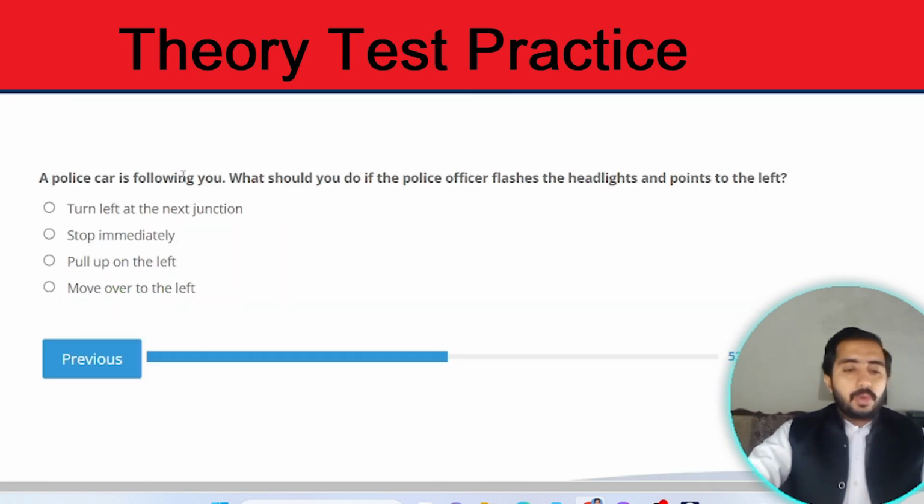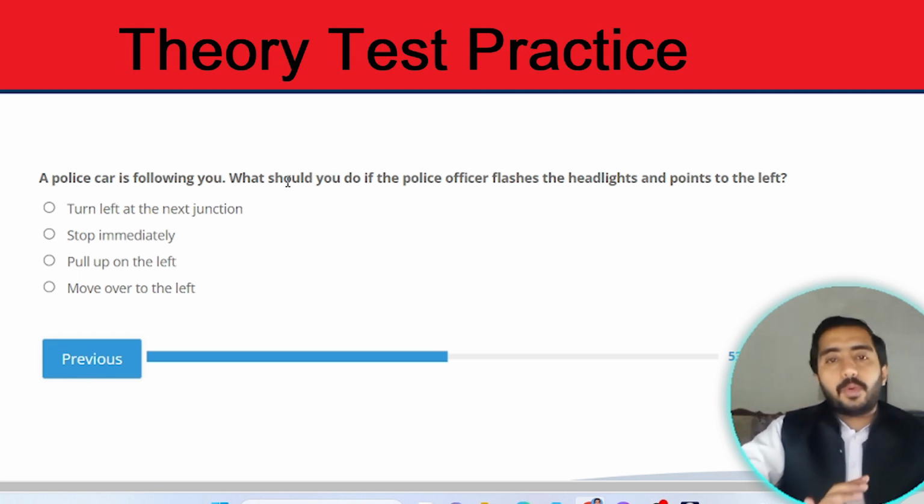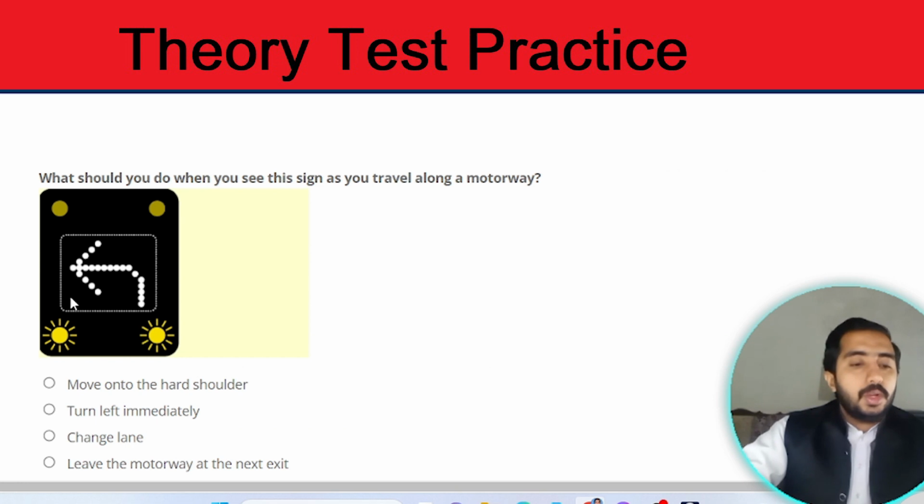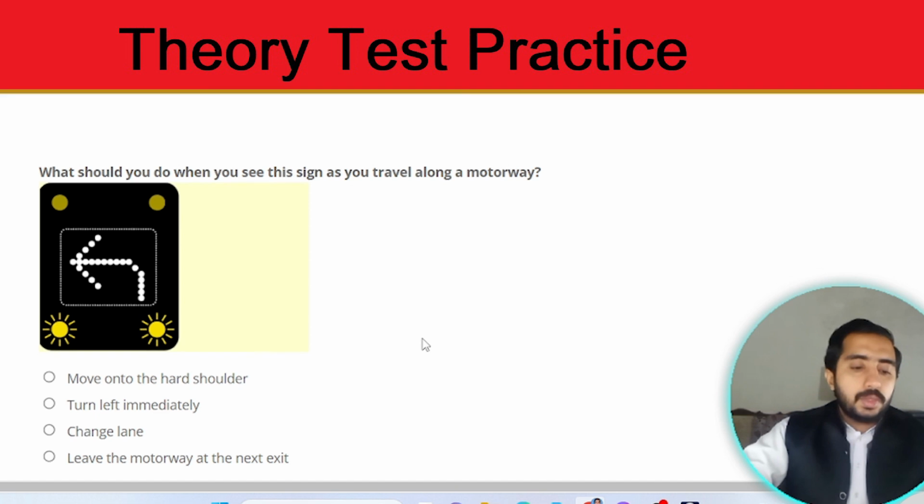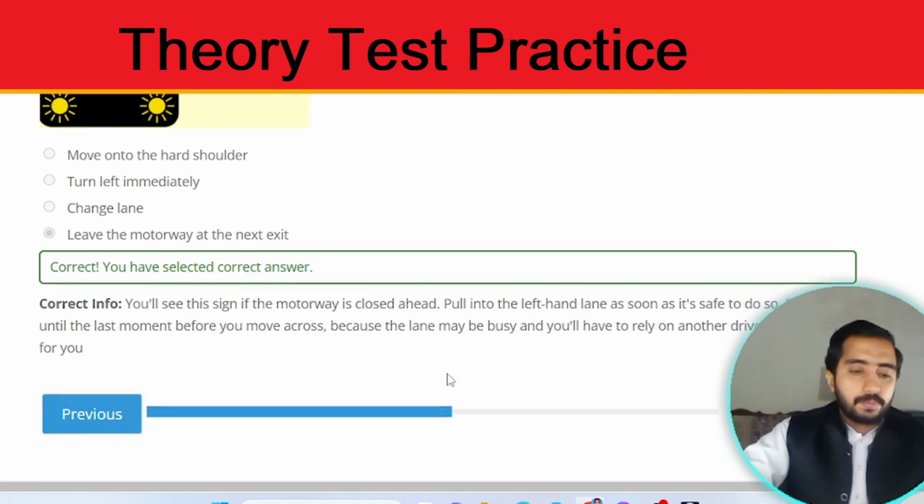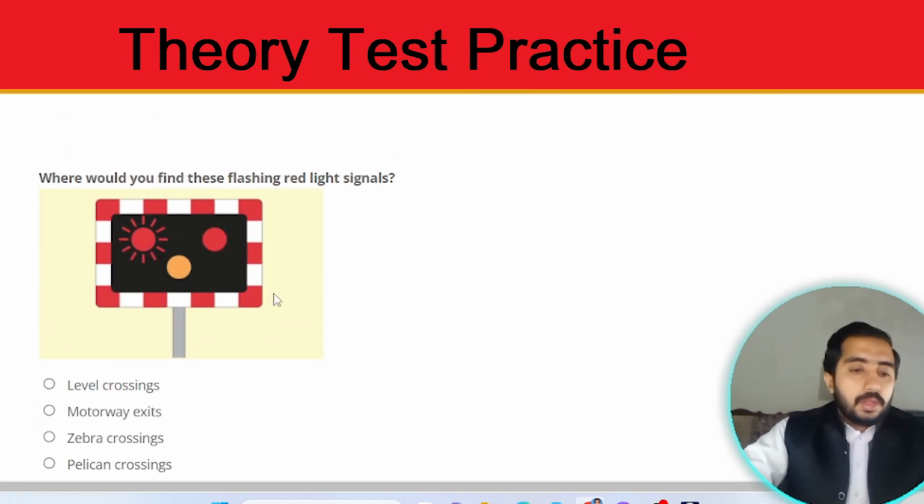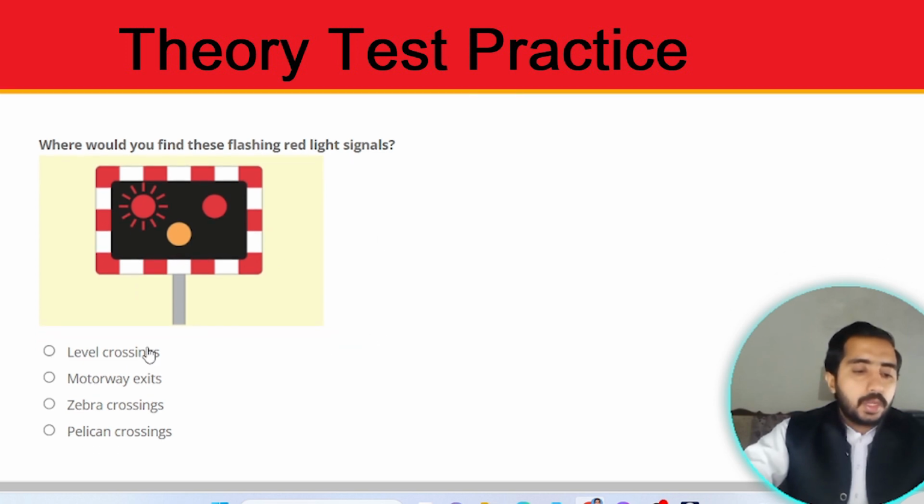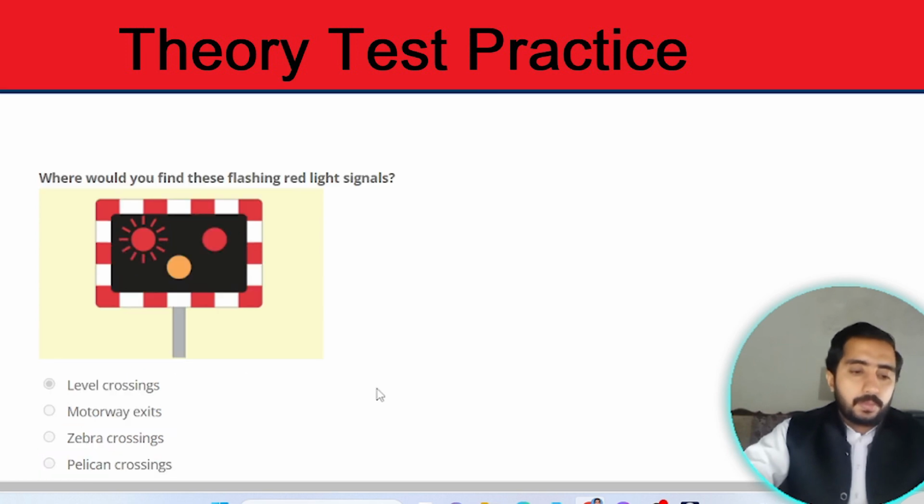A police car is following you. What should you do if a police officer flashes the headlights and points to the left? In this case, you need to pull up on the left side. Next one. What should you do when you see this sign and you travel along a motorway? This one is represented for leave the motorway at the next exit. Next one. This symbol, showing red flashing lights, we find at a level crossing. Option A.